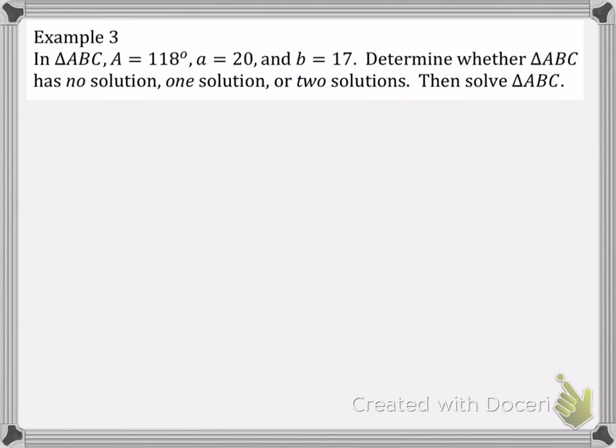So let's take a look at a few examples. Example 1 or 3. In triangle ABC, A is 118 degrees, side A is 20, and side B is 17. So first I would classify that this is obtuse. Because it's obtuse, I need the side across from the angle to be bigger than the side not across from the angle. Since A is bigger than B, that means that I have one triangle.